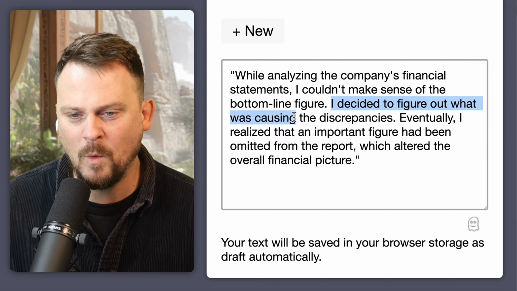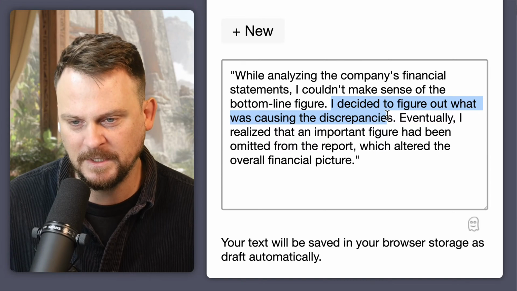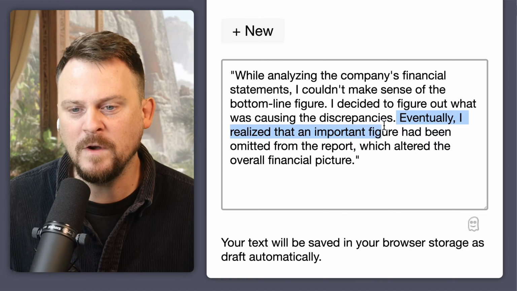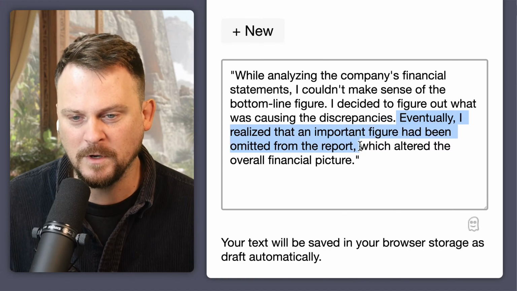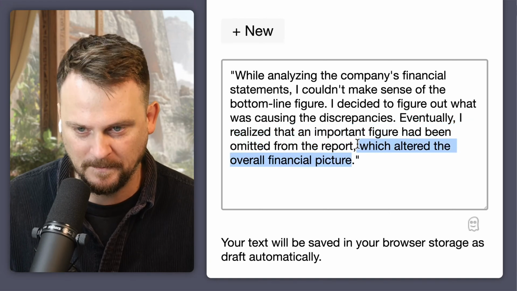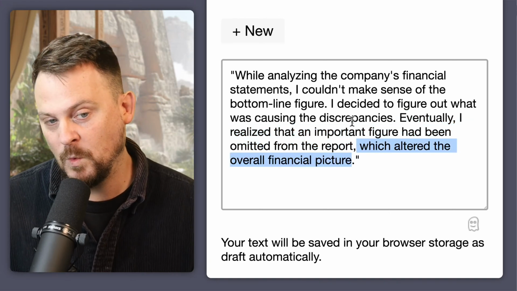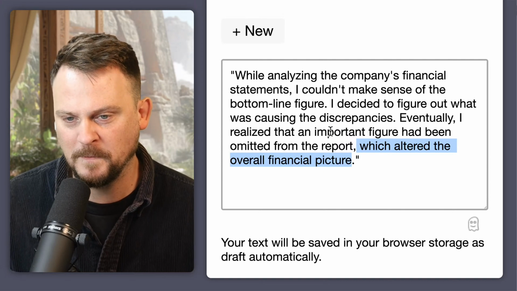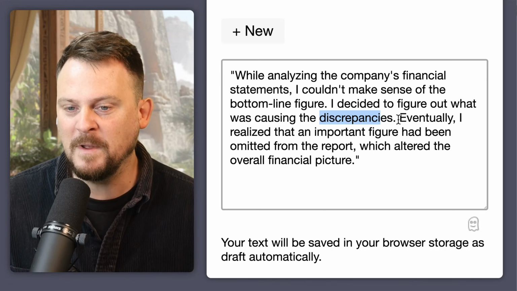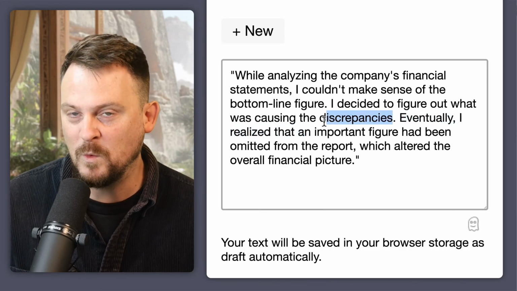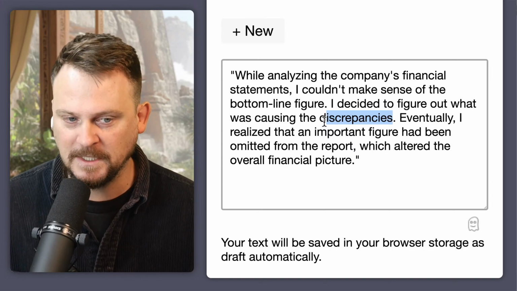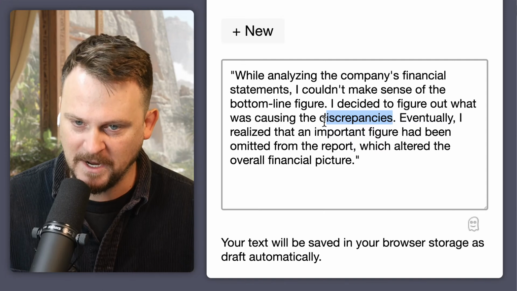I decided to figure out what was causing the discrepancies. Eventually, I realized that an important figure had been omitted from the report, which altered the overall financial picture. Okay, so we're going to be exploring the word figure here. We might look at words like discrepancies too, but figure is a rabbit hole that we will be going down. And it is, again, not as simple as you think.